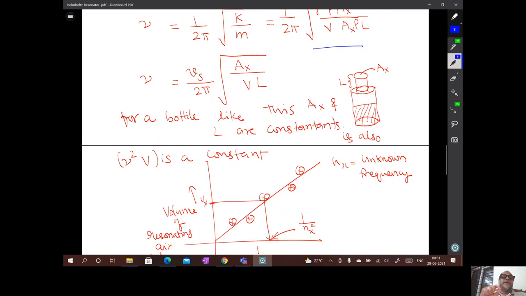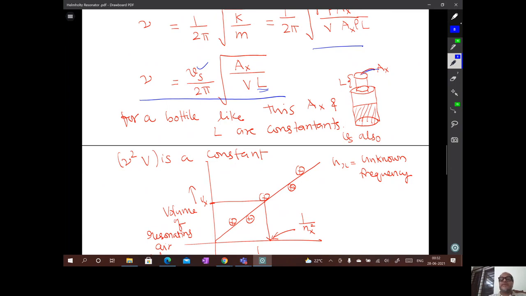Now, if you look at this expression here, this AX is the small area of the neck part, and L is the length of the neck part. But that is fixed, that's a constant. V of S, the velocity of sound, is also a constant, and 2 pi is a constant. So what is it actually?